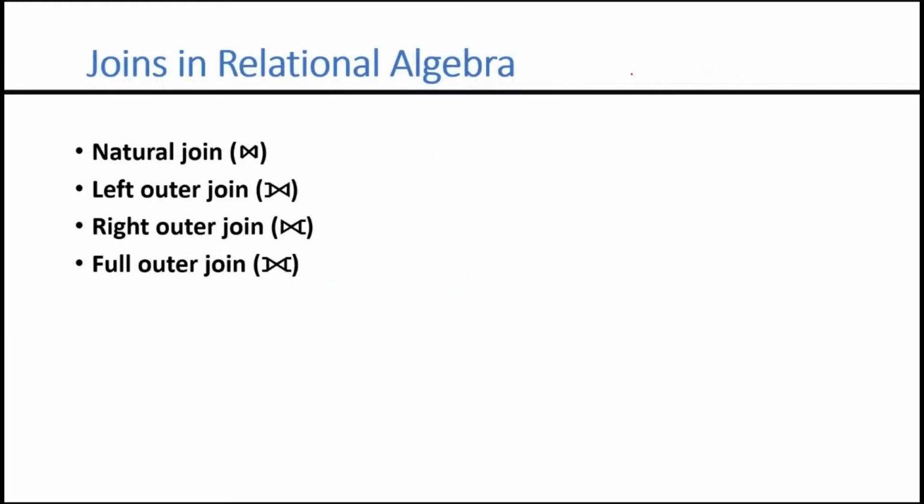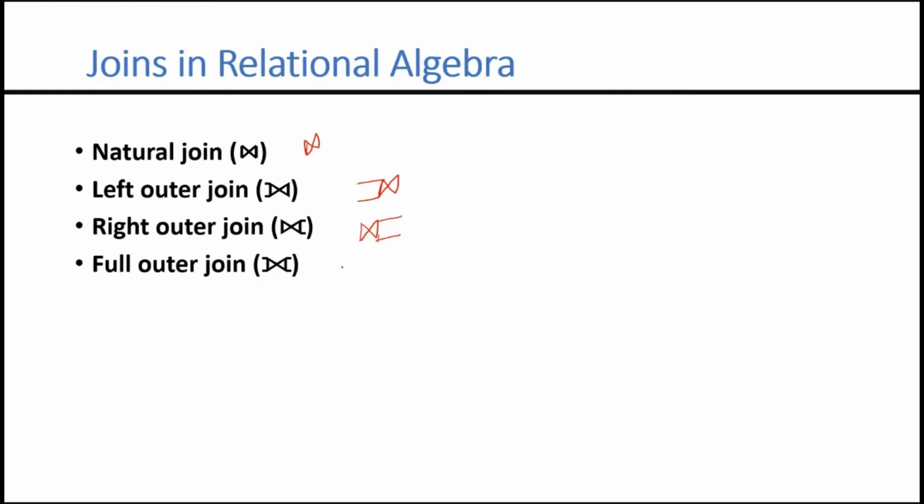How many types are there? There are 4 fundamental types of join. The first one is the natural join, represented by this symbol. Then on this natural join, we have the left outer join. We will study what a left outer join and a right outer join are. The third one is the right outer join: first you make a natural join and then you make a right outer join.